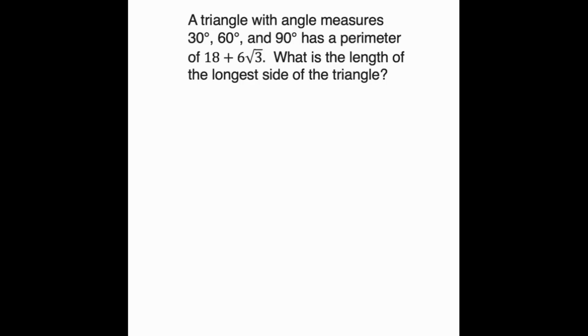In this question, we've got a right triangle. So let's go ahead and draw a right triangle. We know that the angles are 30, 60, and 90. So let's draw that in. 30 degrees, 60 degrees, and 90 degrees.